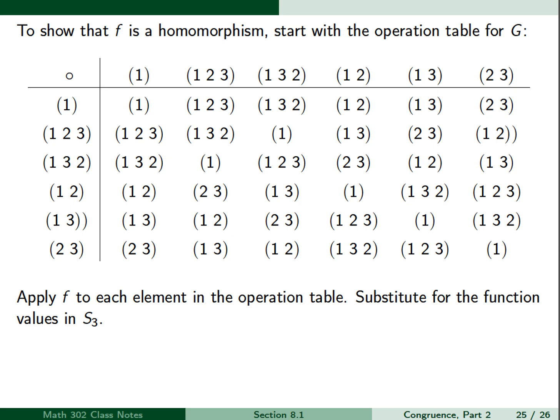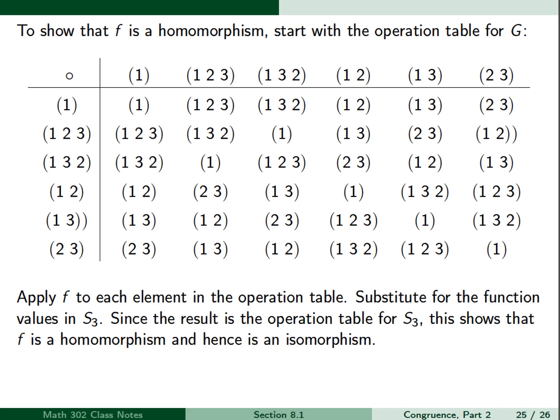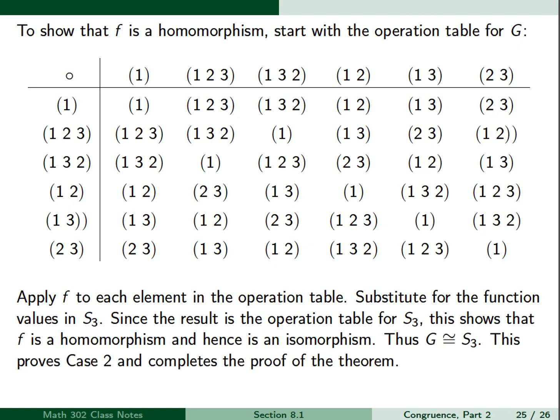Now, if you examine this table, this result will be the operation table for S3, and so this shows that F is a homomorphism. The operations are preserved, and hence F is an isomorphism. And thus G is isomorphic to S3. And this proves case 2 and completes the proof of the theorem.